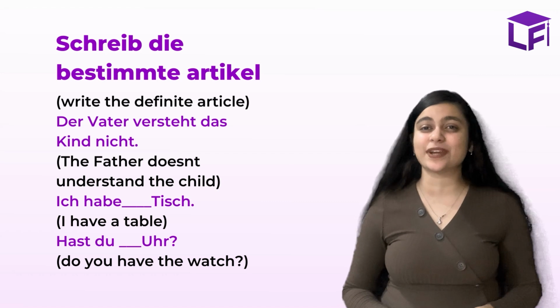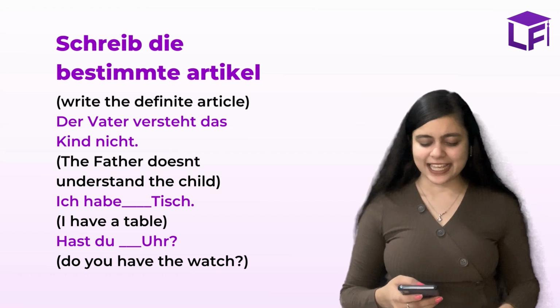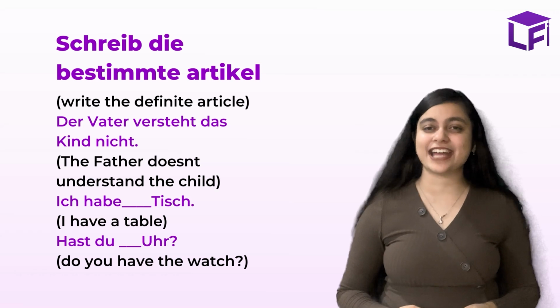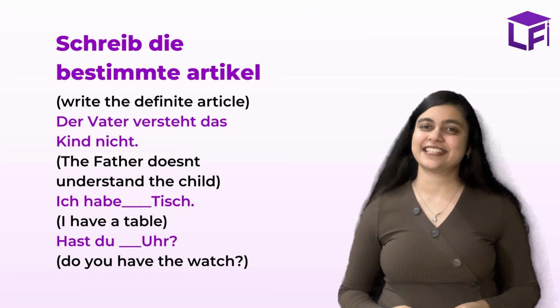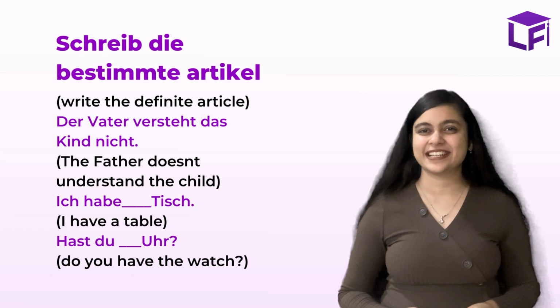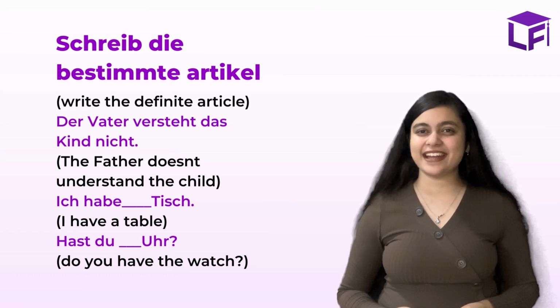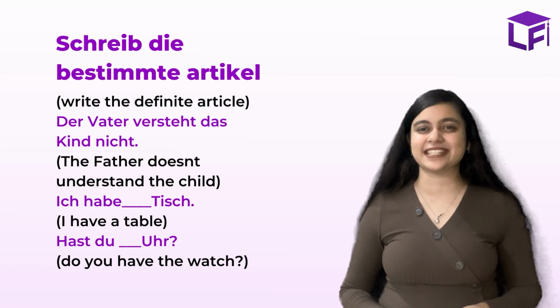Here comes the second question for you. Let's see if you get this one right as well. The question says, Ich habe dash Tisch. So the sentence means I have a table. How will you say that? What will be the answer for the accusative case? You have 30 seconds.